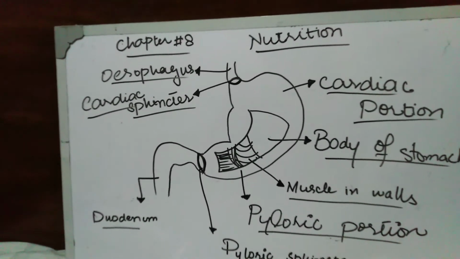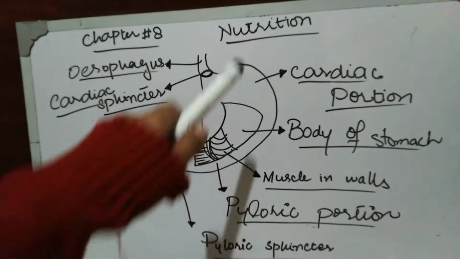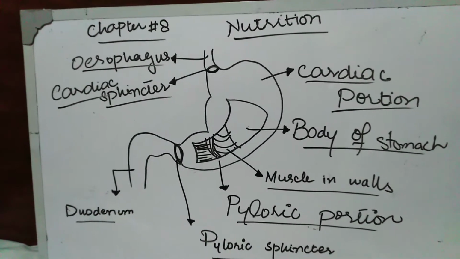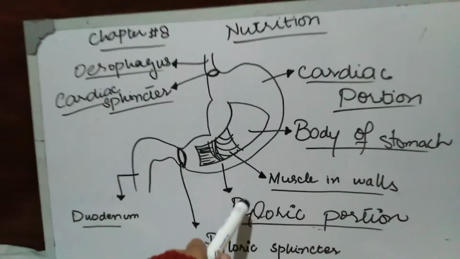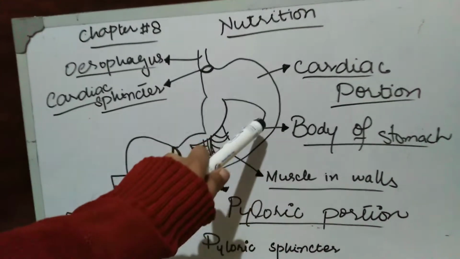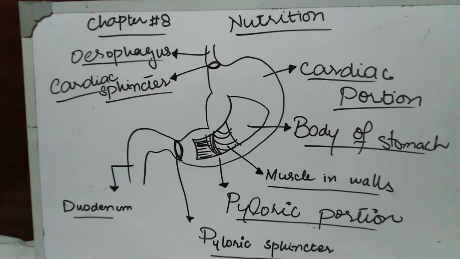Stomach has two main portions. We have already studied during the structures. It has two main portions. Number one is cardiac portion. Number two is pyloric portion. This cardiac portion is present between esophagus and pyloric portion, while pyloric portion is present between cardiac portion and duodenum. I think it is clear now.